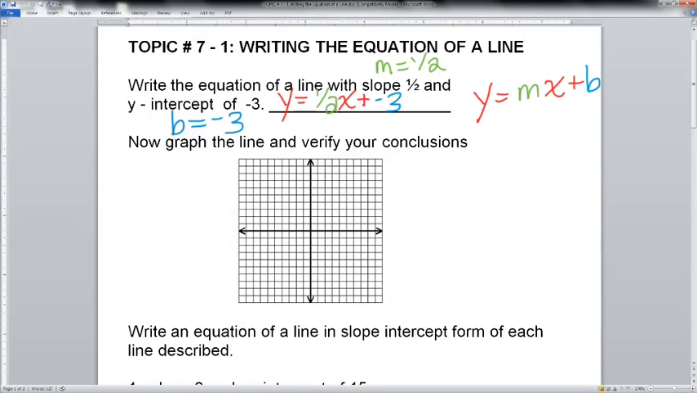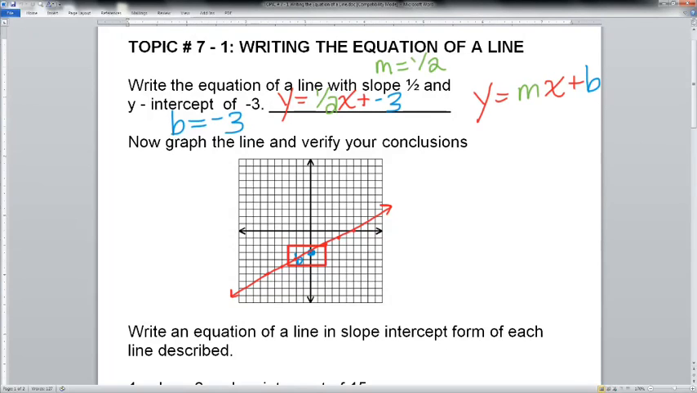And so we're going to start with -3. There's our b. And we're going to go up 1, right 2, up 1, right 2, up 1, right 2, up 1, right 2. If I want to go in the opposite direction, down 1, left 2, down 1, left 2, down 1, left 2. And so you're able to see that here's my line.